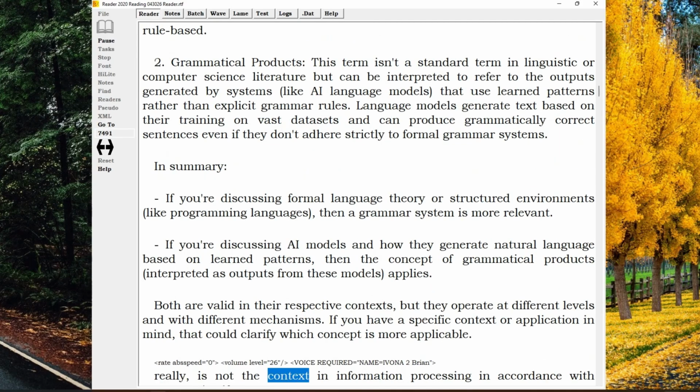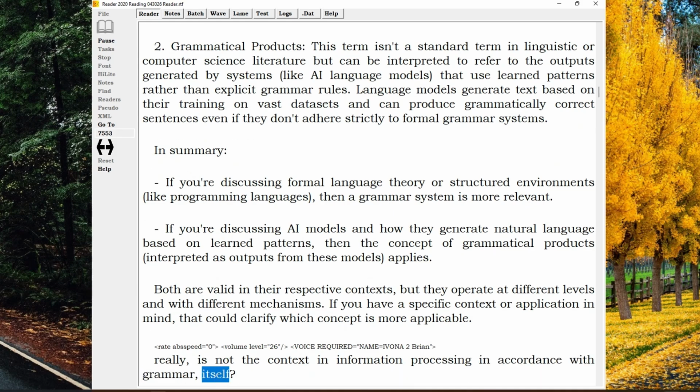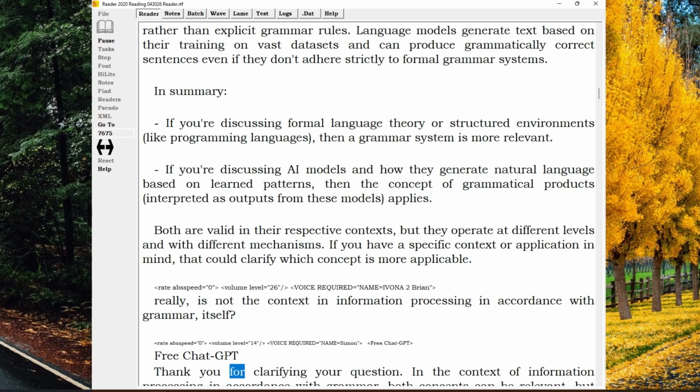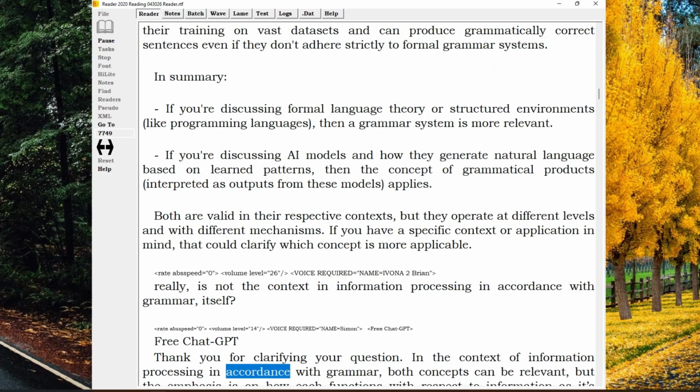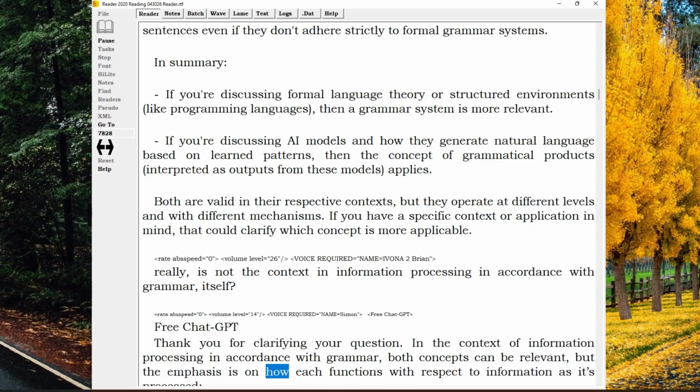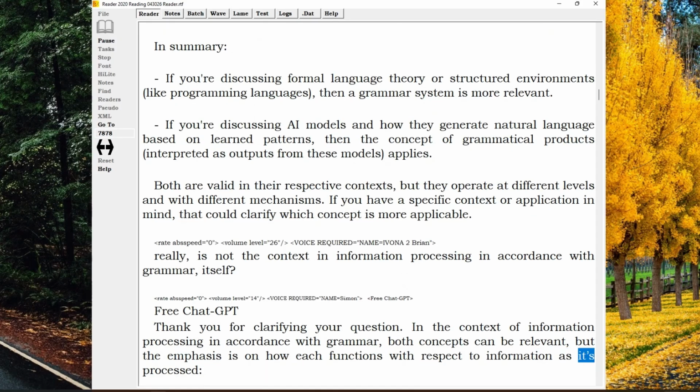Really, is not the context in information processing in accordance with grammar itself? Free ChatGPT: Thank you for clarifying your question. In the context of information processing in accordance with grammar, both concepts can be relevant, but the emphasis is on how each functions with respect to information as it's processed.